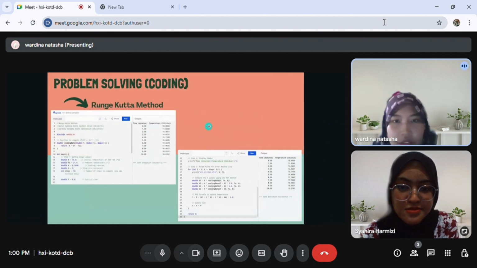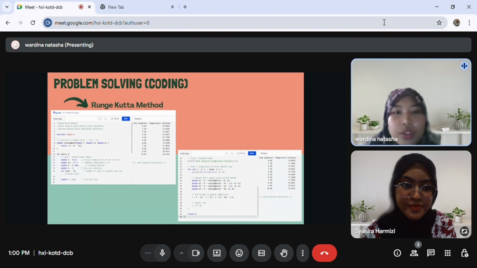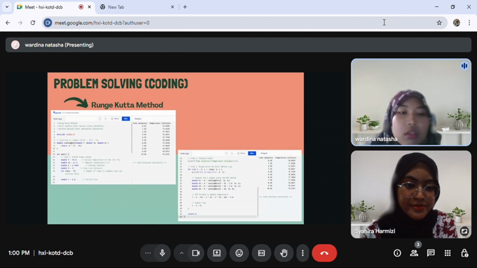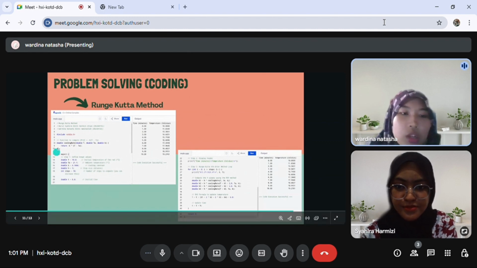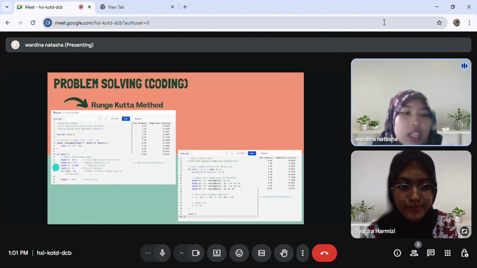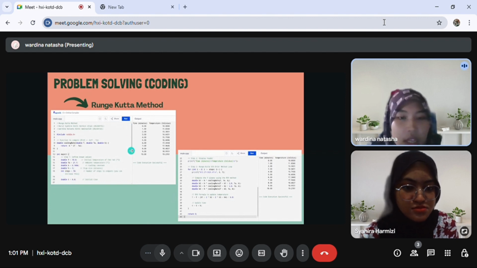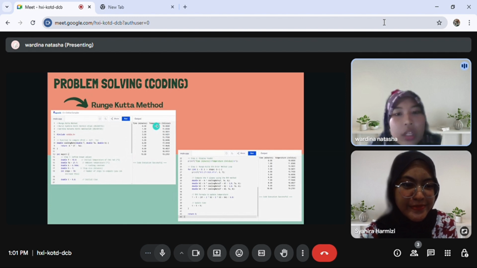Next, for problem solving which involves coding for the Runge-Kutta method, it's also the same as the Euler method. We insert all the values that we already got from the manual calculation, which are the initial temperature, ambient temperature, k constant, h, and also the number of steps, which is 10 because we want to see the difference between each minute. And we got the temperature for each minute.